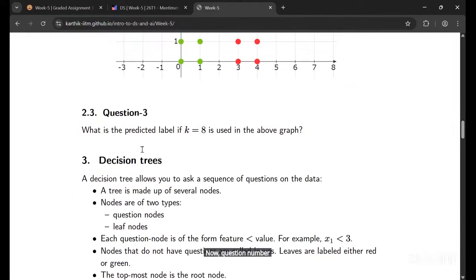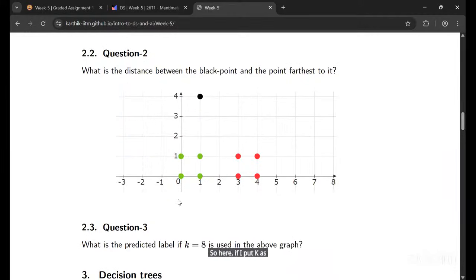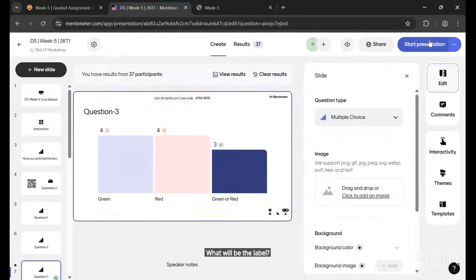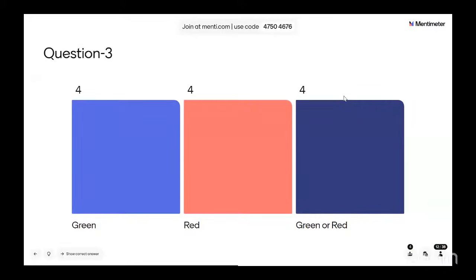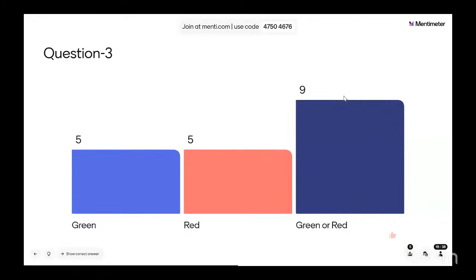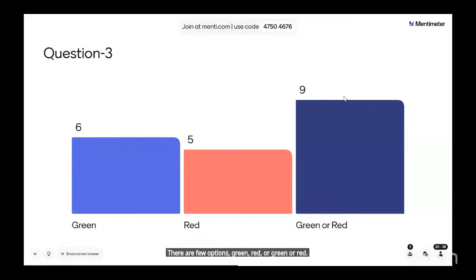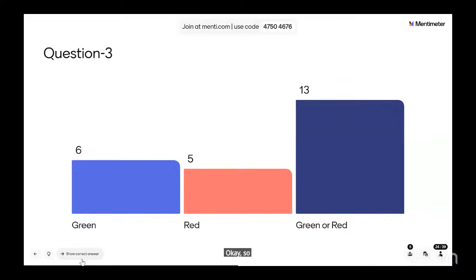Now, question number 3 is, what is the predicted label if k is equal to 8 is used in the above graph? So here, if I put k as 8, which is also the size of my training set, what will be the label? There are 3 options: green, red, or green or red. Okay, so the correct answer here is green or red.